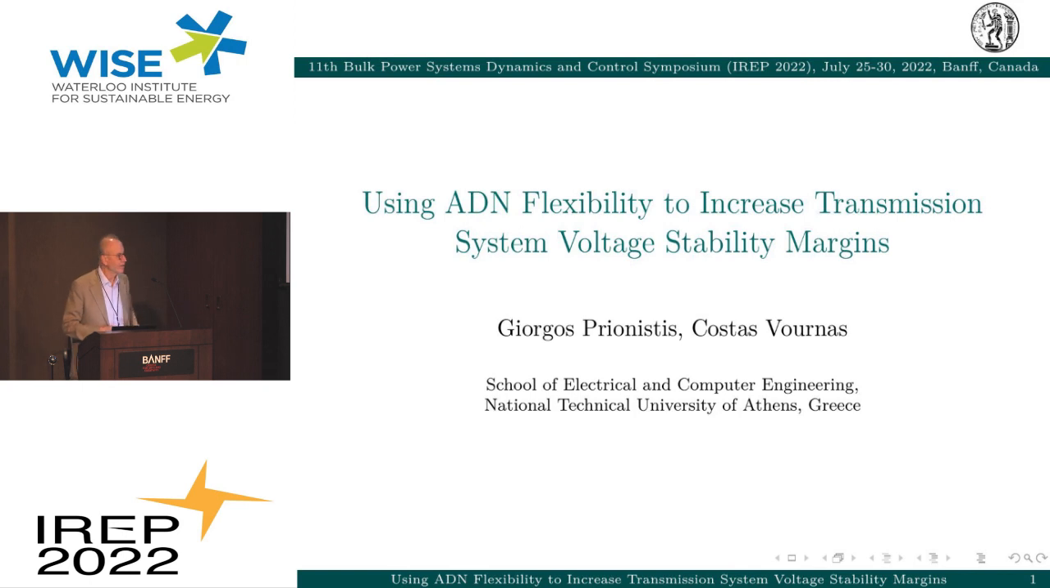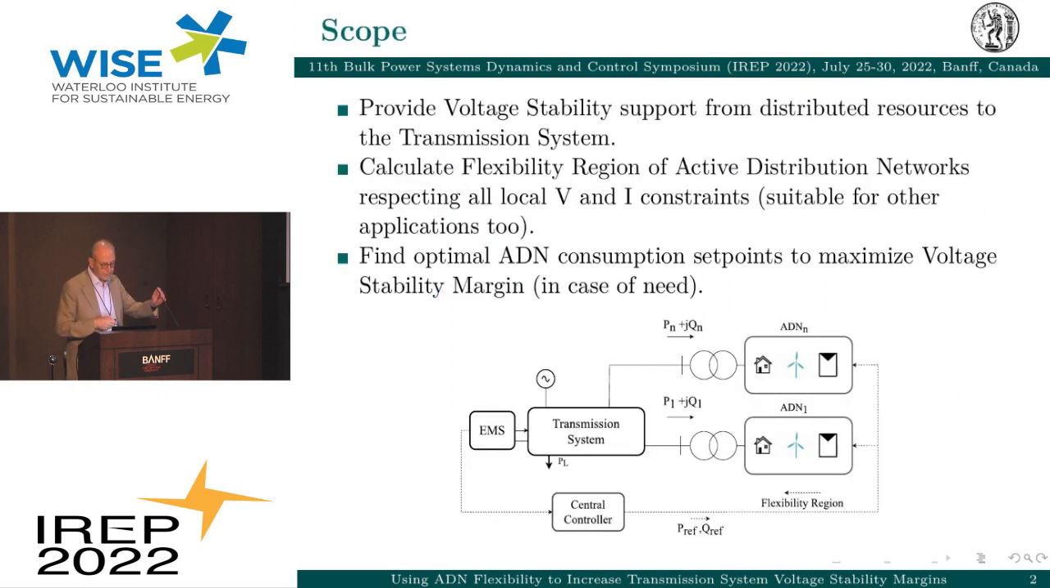The difference in this approach is that we determine flexibility not for the market, but for control. So in this application, we discuss how to use this flexibility to increase voltage stability margin. So the idea is to provide, as I said, voltage stability support to the transmission system.